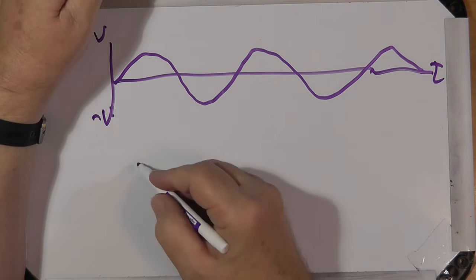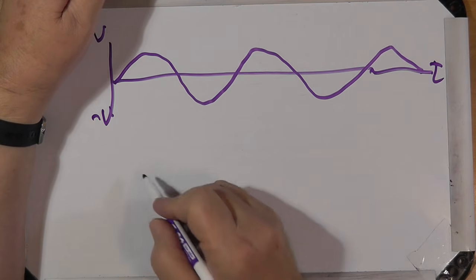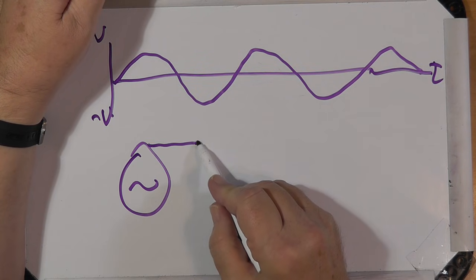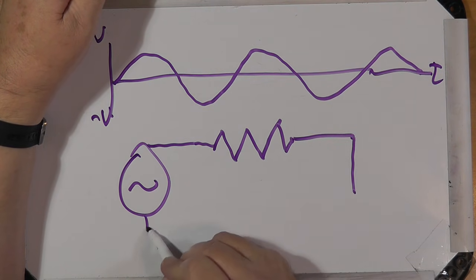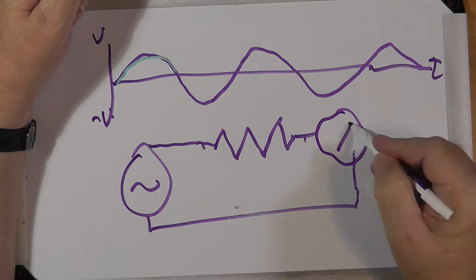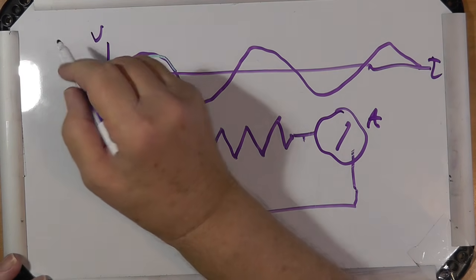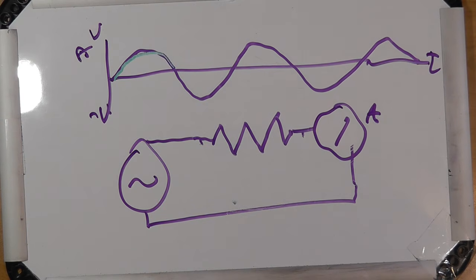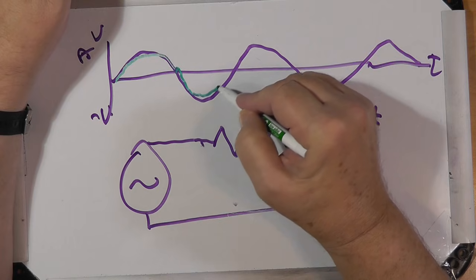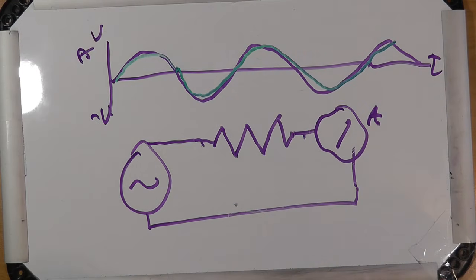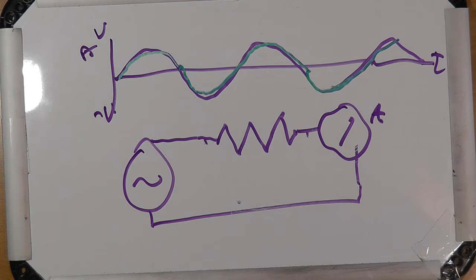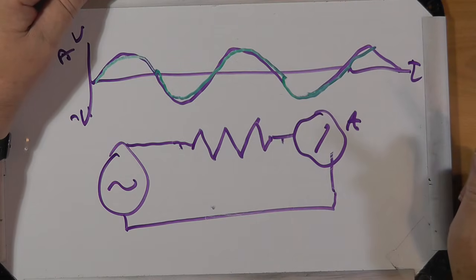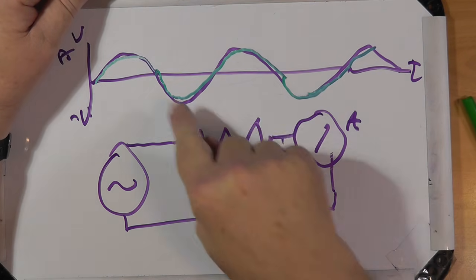Now, let's put a circuit here with a resistor. This is an ammeter. Okay, and so we're going to put amps over here, and the green line is the current waveform through the resistor. The current through the resistor is in phase with the applied voltage. Okay, it's in phase with the applied voltage.